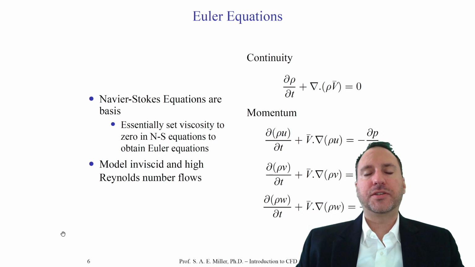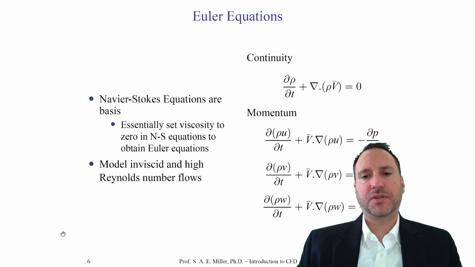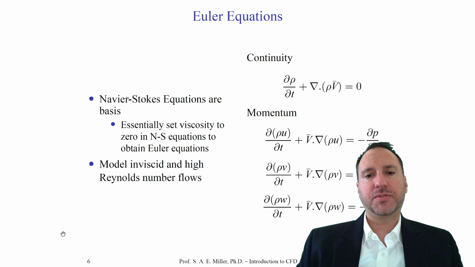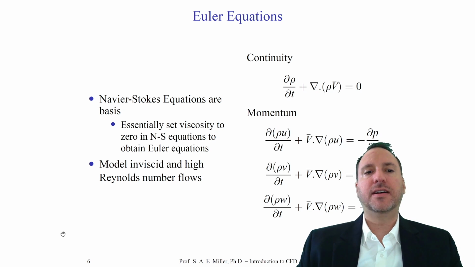Remember, the Euler equations were found before the Navier-Stokes equations, and they were modified to find the Navier-Stokes equations. In this class and most contemporary classes, we start with the Navier-Stokes equations and reduce them to the Euler equations by simply setting viscosity to 0. This is why on the left I said the Navier-Stokes equations are the basis, and we are essentially setting the viscosity terms, the first and second coefficients, to 0 in the equations. We do not make any other assumptions. They're still compressible, and they're still three-dimensional.